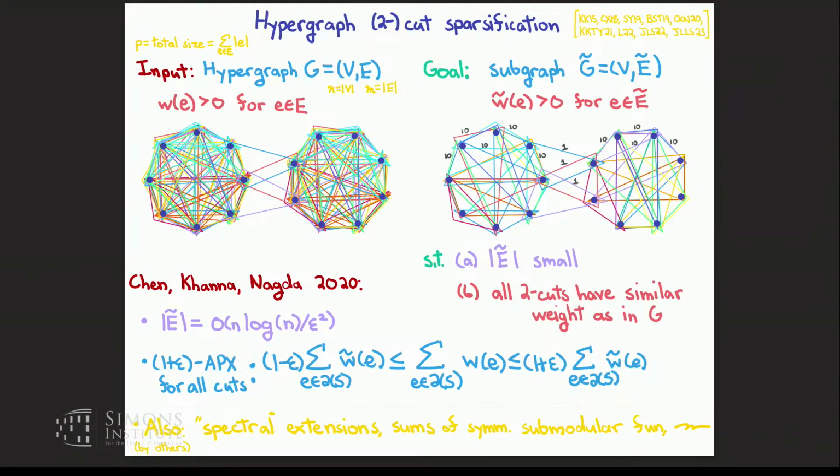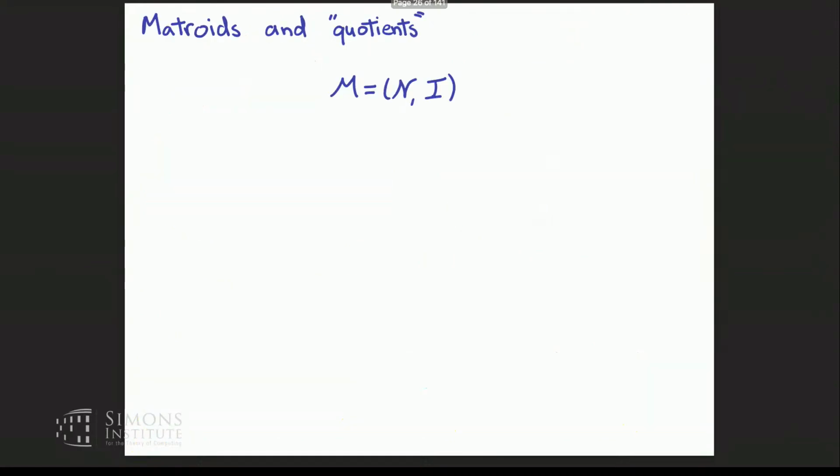Okay, so what I want to present today is some generalization of this hypergraph cut sparsifier, and really just a certain combinatorial perspective. So I have to unfortunately introduce quite a lot of definitions. But let me start with Matroid.